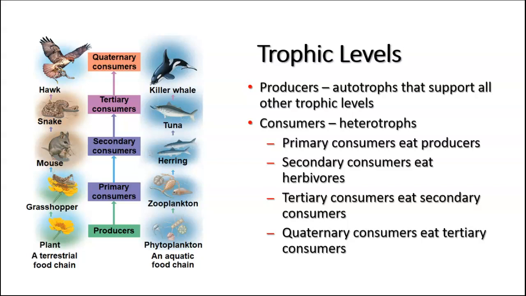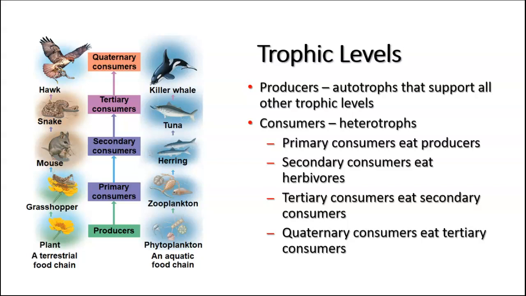Secondary consumers would be those that eat the primary consumers. So in the case of the terrestrial food chain, in this example, that would be the mouse. And in the aquatic food chain, it would be the herring or some other kind of medium-sized fish like that. The tertiary consumers would eat the secondary consumers. So that might be a snake or it might be a tuna. And then the highest level of consumer would be the quaternary consumer, and that would be the hawk in the terrestrial food chain and the killer whale in the aquatic one.